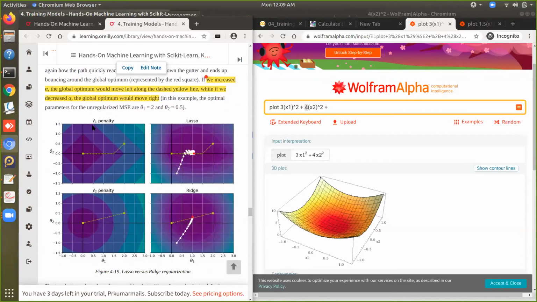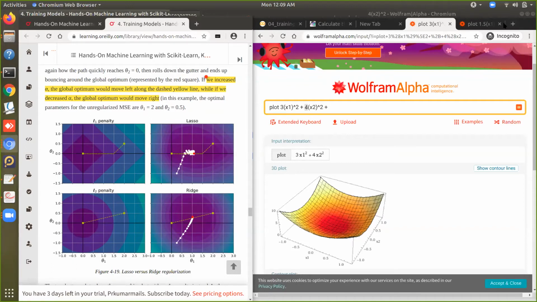Here one is the L1 penalty and another one is the L2 penalty. This is lasso regression and this is ridge regression. In the diagram itself, we can see this is theta 1, this is theta 2.